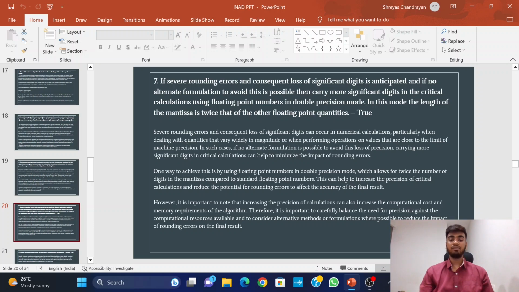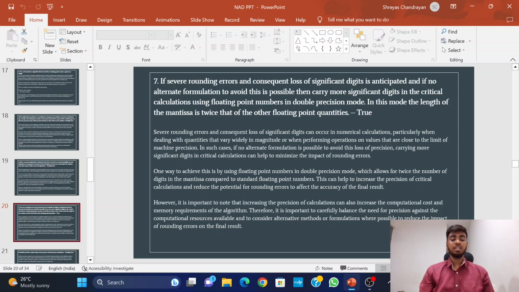and if no alternate formulation to avoid this is possible, then carry more significant digits in a critical calculation using floating point numbers in double precision mode. In this mode, the length of the mantissa is twice that of other floating point quantities.